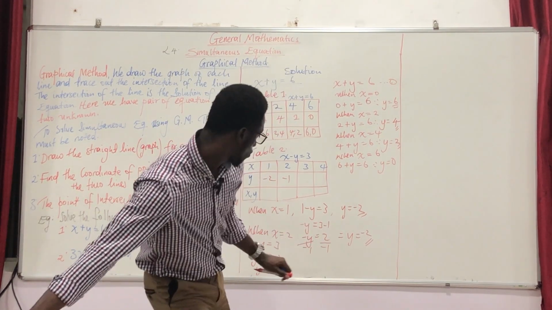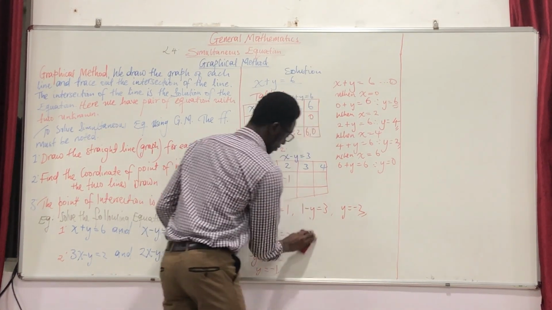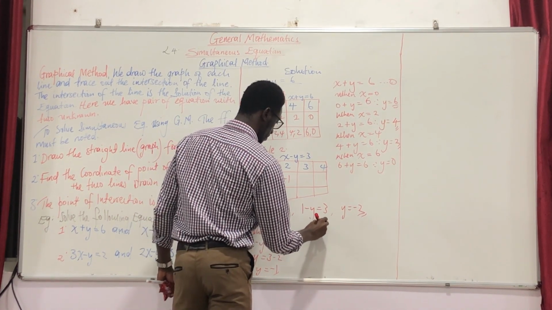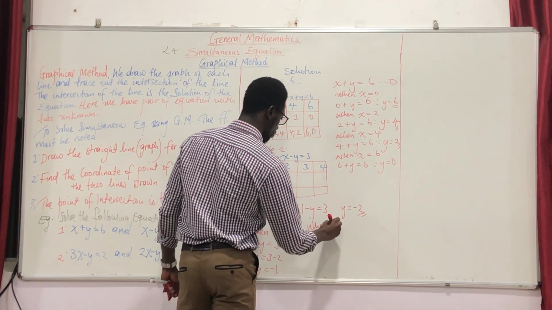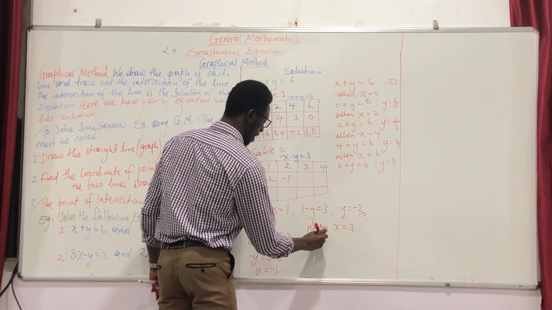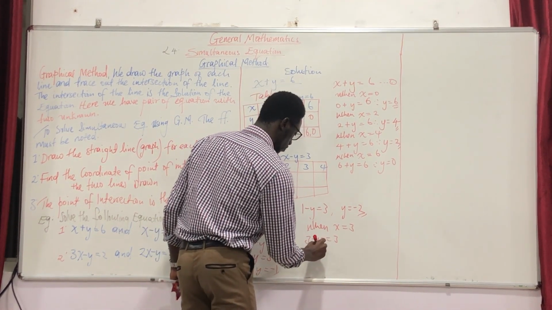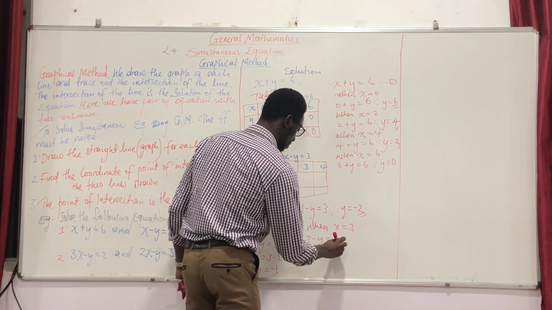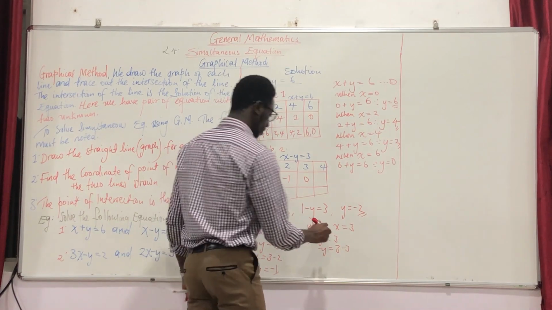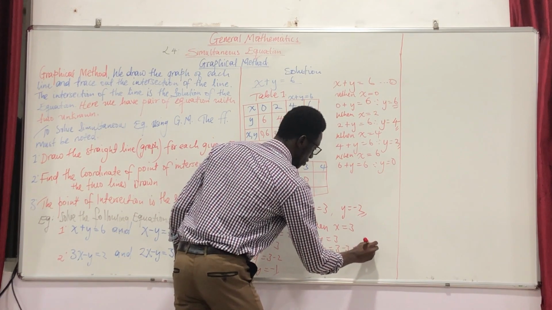Let's see this. We need to increase this so that we'll be working everything here. When x equals 3, we say 3 minus y equals 3. So minus y equals 3 minus 3, which is 0. So y here equals 0.